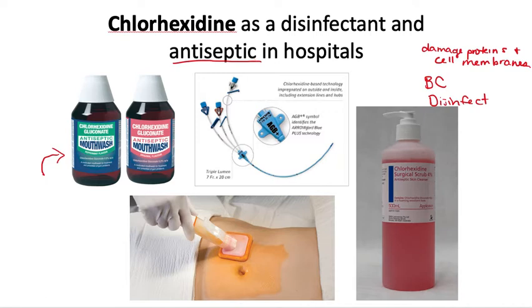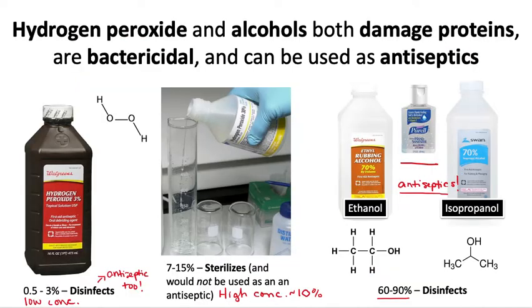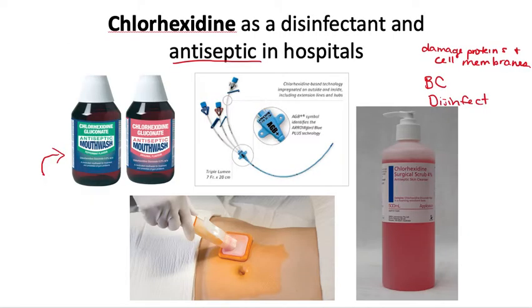All right. I'm going to go back to this. I didn't mention this, but low concentration hydrogen peroxide and alcohols have in common that they both disinfect. But high strength hydrogen peroxide can be used to sterilize. Chlorhexidine disinfects and can be used as an antiseptic.